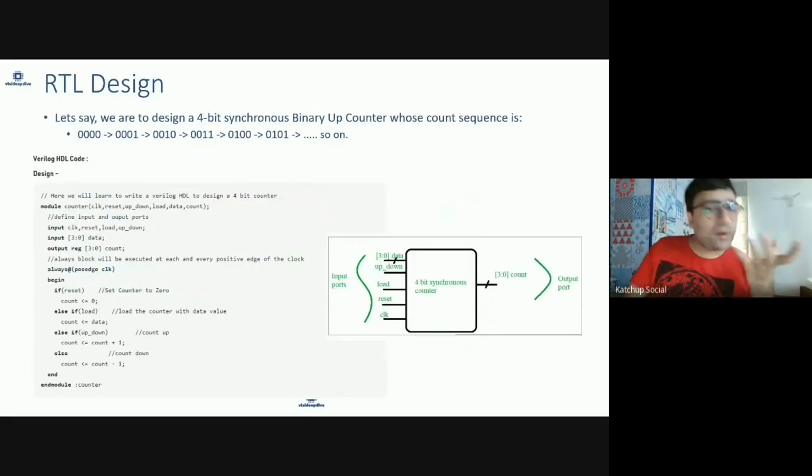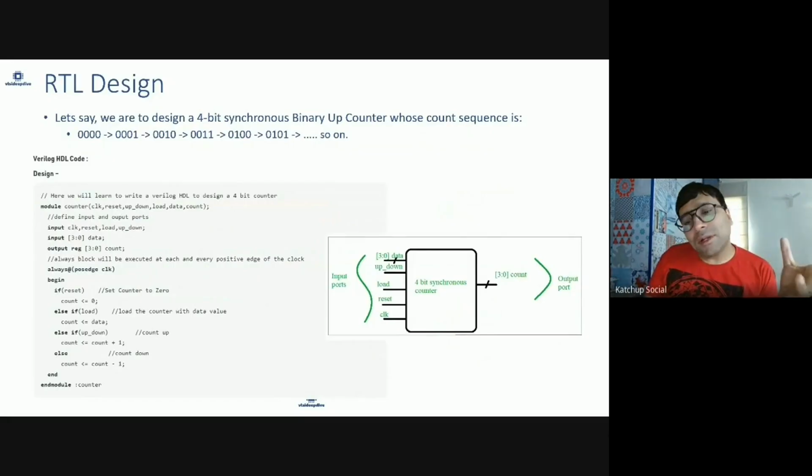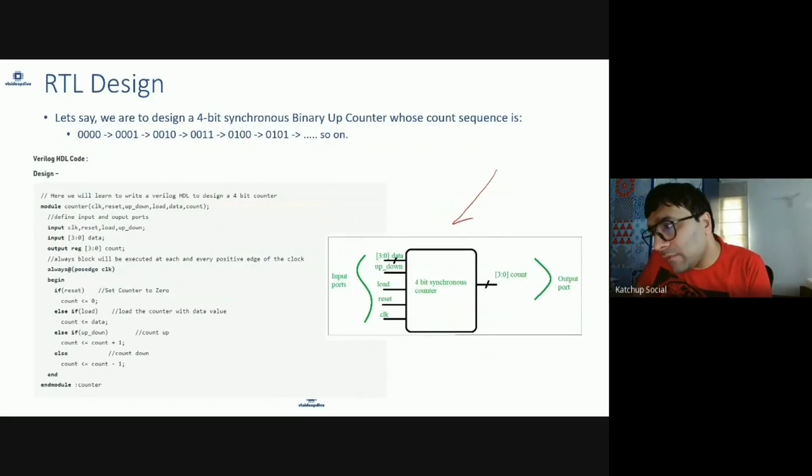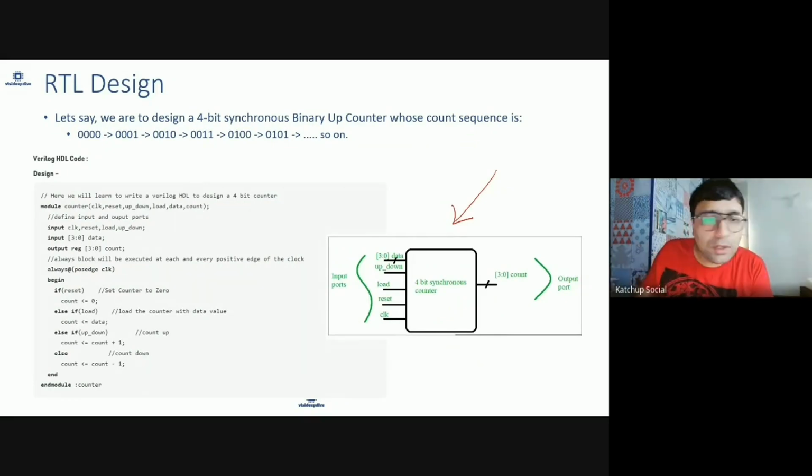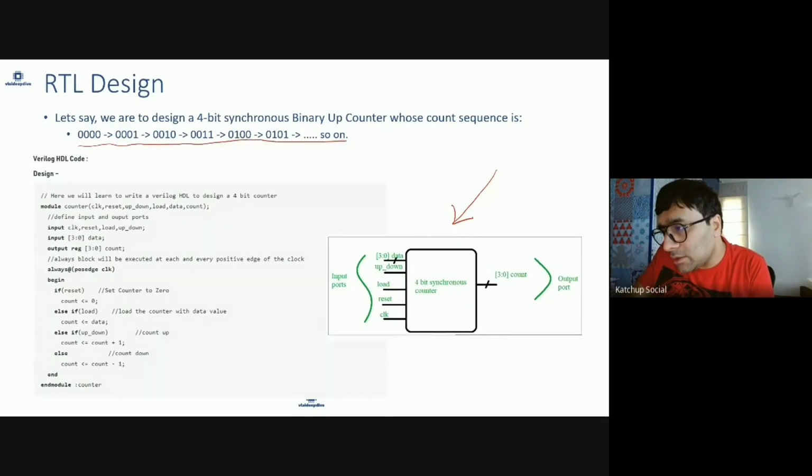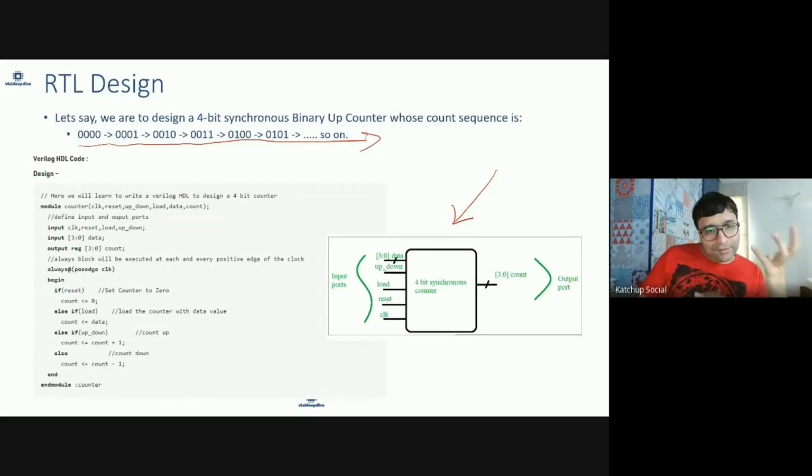So let's come back to our counter example. At the architecture level, we had decided that we need a counter which needs to count like this: 0, 0, 0, 1, and so on. We need to design this counter. Now in RTL languages, I have taken the Verilog example. This is how you can design this counter in Verilog.